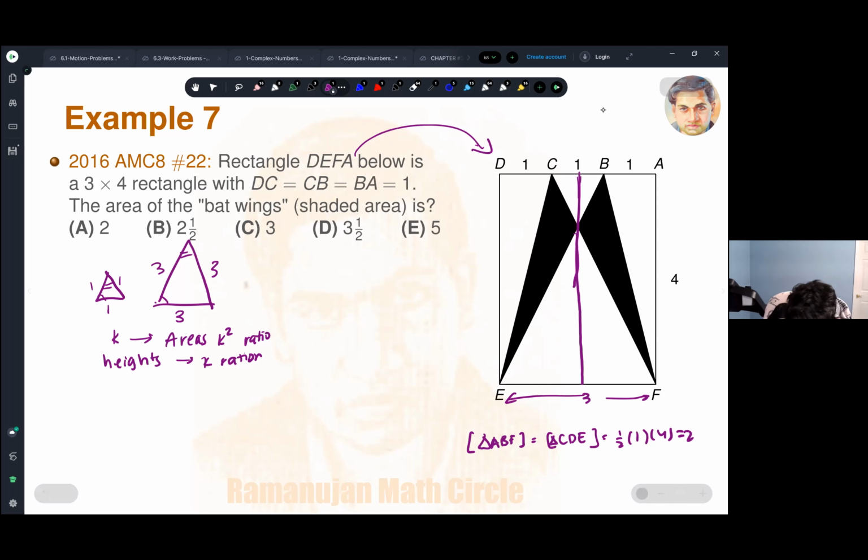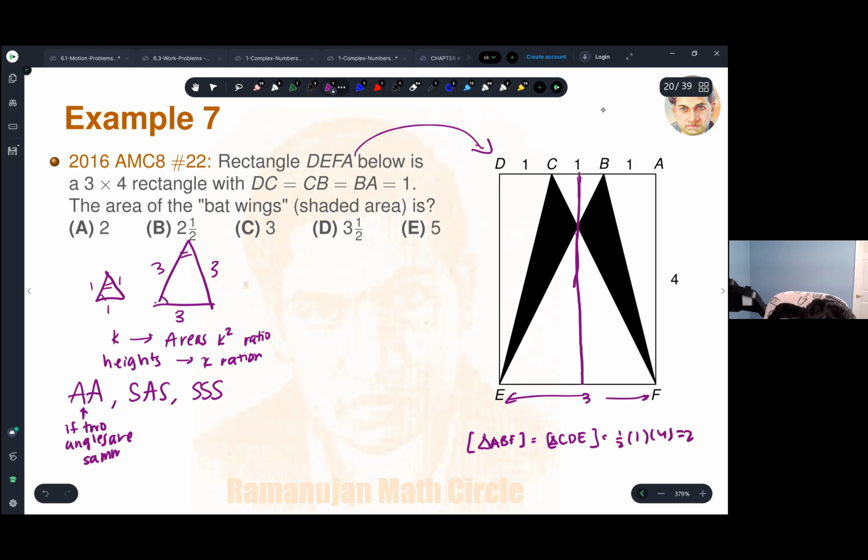There's other parts to it as well, such as the heights are in k ratio, and things of that sort. So here we're going to apply similar triangles, and for similar triangles you have a couple of ways you can do it. There's something called AA similarity, SAS similarity, and SSS similarity. So what this means is if two corresponding angles of a triangle are the same, then the two triangles are similar.